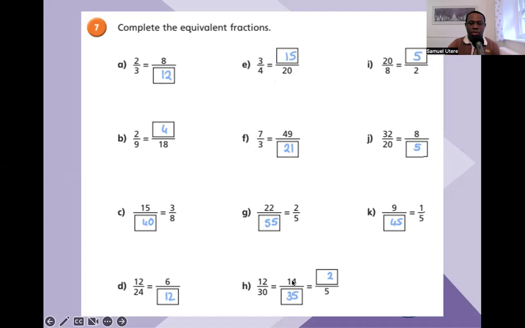Here, the multiplying factor doesn't exist. You cannot really see it quickly between 12 and 14, but you can see it quickly between 30 and 5. So the multiplying factor is 6, or the dividing factor is 6. So 30 divided by 6 is 5. So 12 divided by 6 is 2. Now that you know this is 2, you can see the relationship between 14 and that one should be 7. So you can then multiply 5 by 7. All right, let's move on.